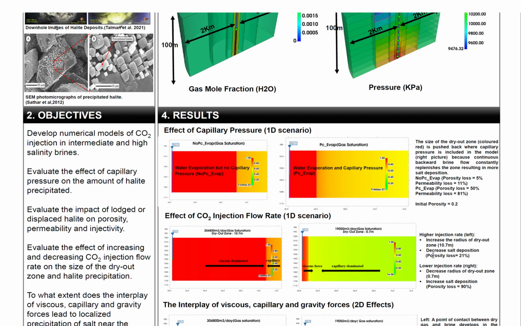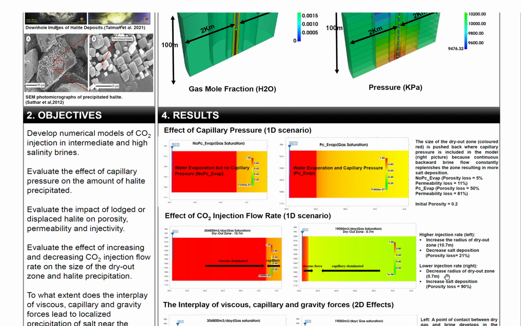And there's a decrease in salt deposition. Porosity loss is 21%. That's because the viscous forces were able to push away brine from the wellbore region, and that's why we didn't have so much damage near the wellbore. But for the low injection rate, this one on the right, there is a decrease in the dryout zone, and that's because brine replenished the system because of the capillary pressure dominated system.